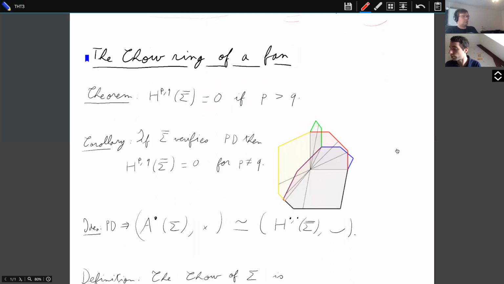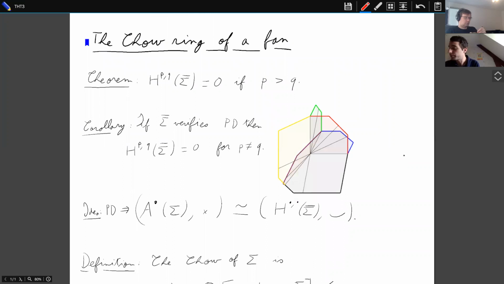So let me talk in more detail about the Chow ring of a fan. First, I have to say that the cohomology of the compactification is trivial for p greater than q. So it's not trivial, but for instance, okay, let me try to justify. For instance, if you take an element of H2,0 here, I try to prove that H2,0 of the compactification is trivial.